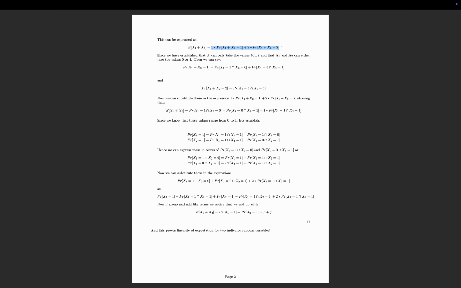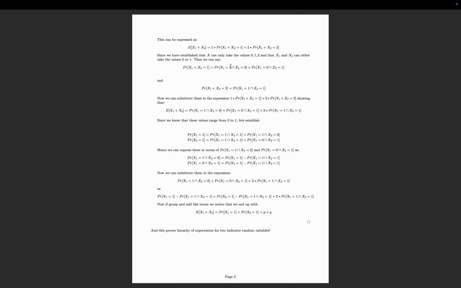Here. Over here. And we notice that 1 times the probability that x1 plus x2 equals 1, and 2 times the probability that x1 plus x2 equals 2. Also, since we have established that x can only take the value 0, 1, and 2, and that x1 and x2 can either take value 0 or 1, then we can say the following. We can say that the probability that x1 plus x2 equals 1 is equal to the probability that x1 is 1 and x2 is 0, plus the probability that x1 is 0 and x2 is 1.